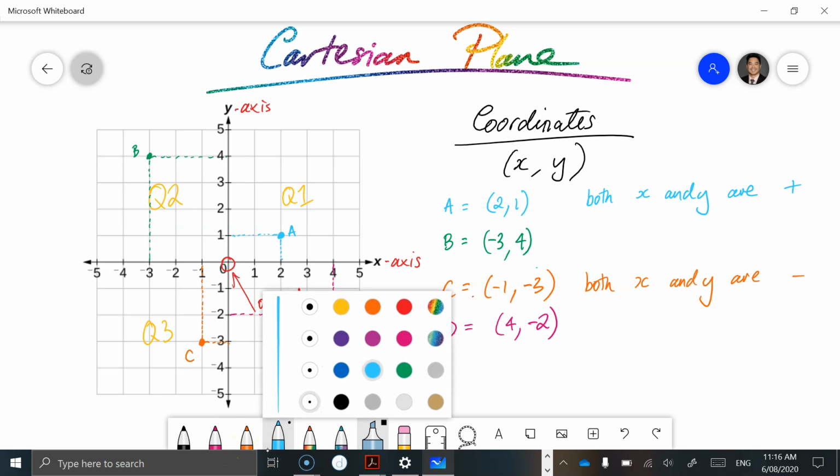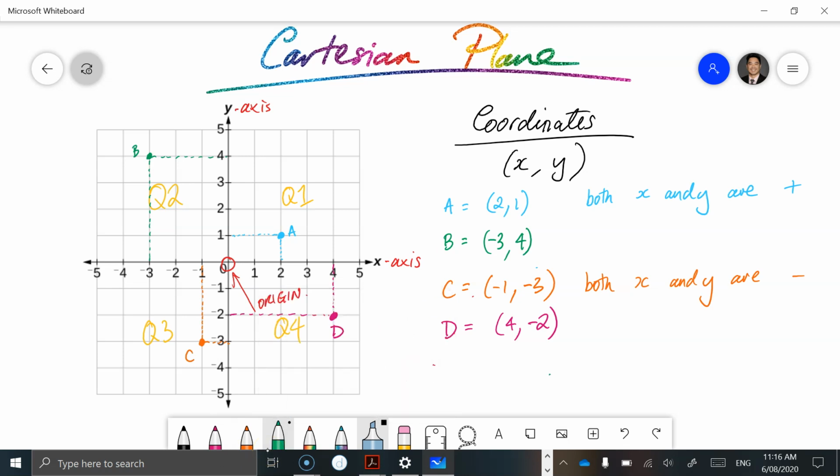If we move to quadrant 2, where point B is, x is negative and y is positive. Okay, so we have a -3 and we have a +4. And then lastly, in quadrant 4, x is positive and y is negative. So I'm hoping that helps you understand the different parts and components of the Cartesian plane.